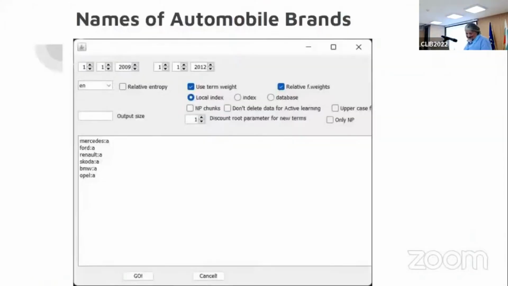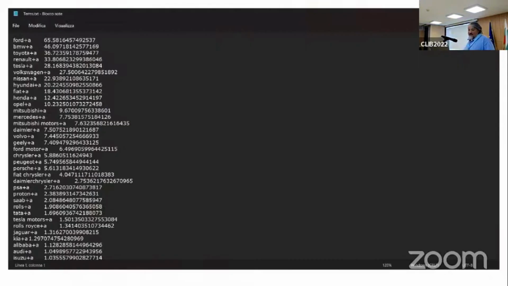Okay, safe. I tried with the names of automobile brands and inserted these brands: Mercedes, Ford, Skoda, BMW, Opel. And here is what comes out. Now this is an interesting result. First of all, most of the relevant terms seem more or less correct. Interestingly, there are brands which I never knew existed, like Proton cars. PSA is the name of the group which produces Peugeot. The only error I have seen is Alibaba, which is selling cars, but they're not.